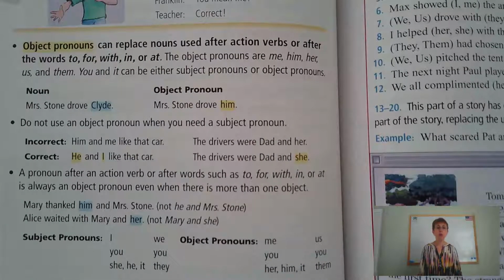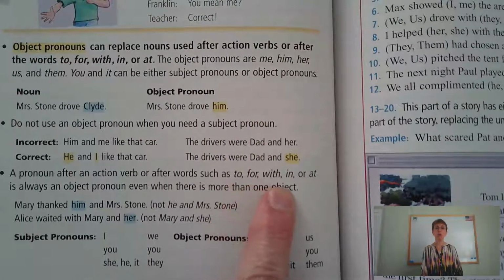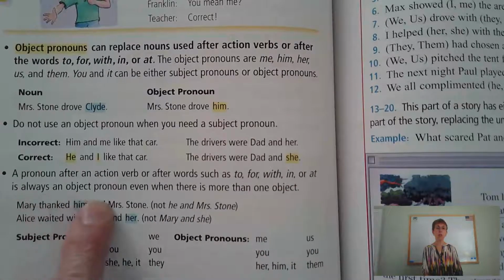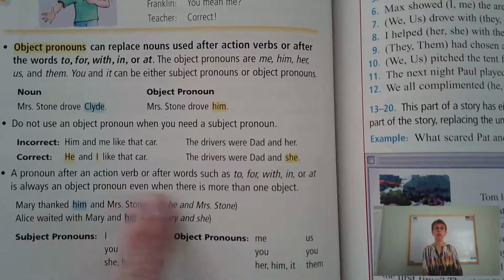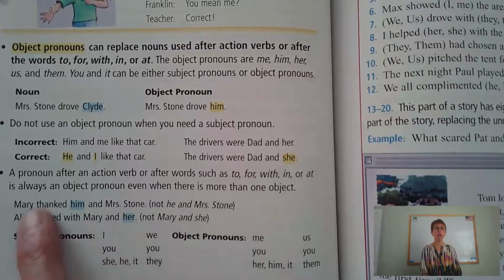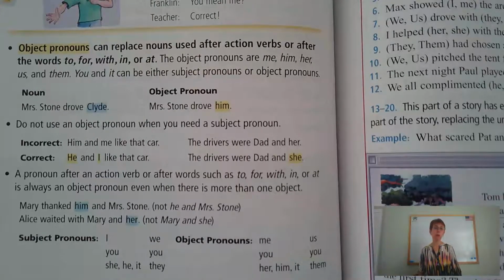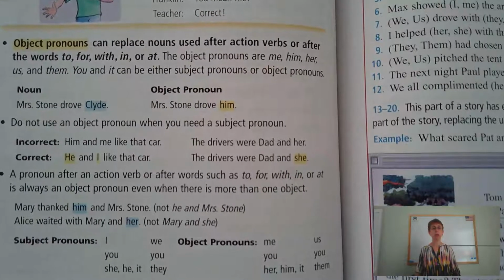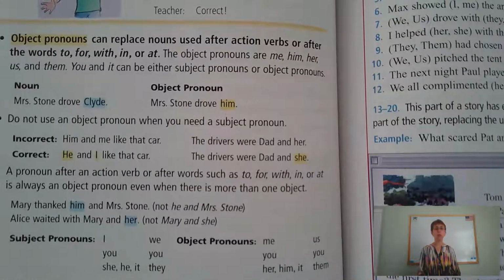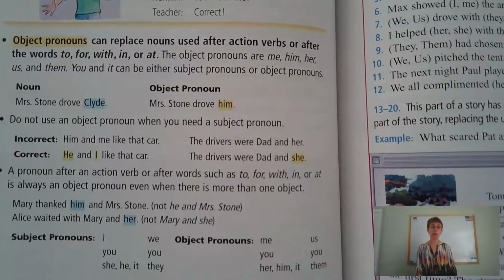Okay, so you're always going to use an object pronoun when it follows the words to, for, with, in, or at. And even when there is more than one object. Because here we had Mary thanked him and Mrs. Stone. So we have Mary thanking two people, sort of making that a compound object. We don't say Mary thanked he and Mrs. Stone. And then Alice waited with two objects here, Mary and her. It's not Mary and she.